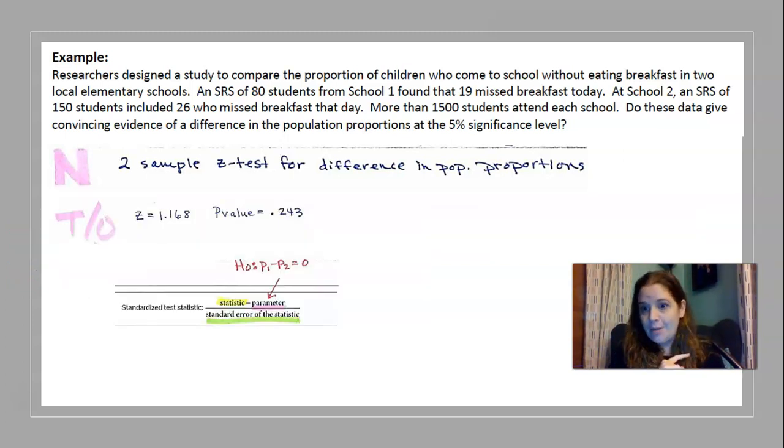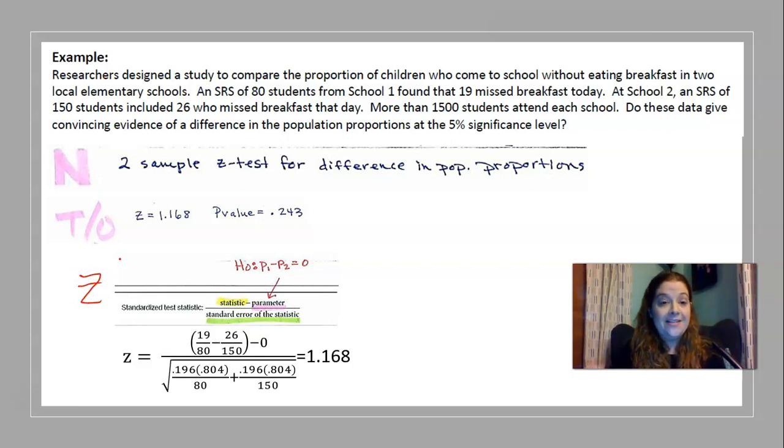Actually, let's talk about how to do this by hand first. I forgot I had this on here. The standardized test statistic, because we're doing a z-test, is a z-score. What we would expect is the difference in the statistic. The difference in the statistic is p-hat1 minus p-hat2, that's 19 out of 80 and 26 out of 150. But the difference in the parameter is going to be 0 because we set them equal to each other.